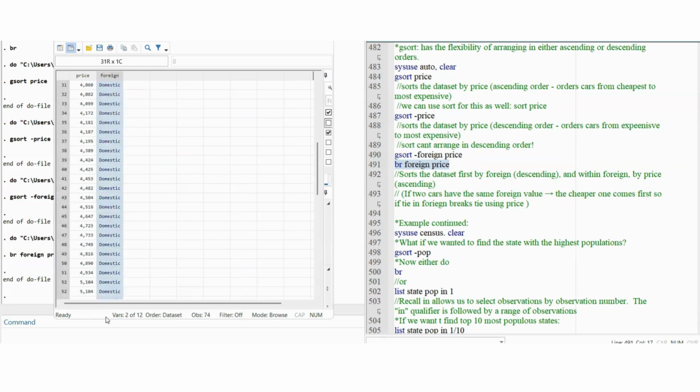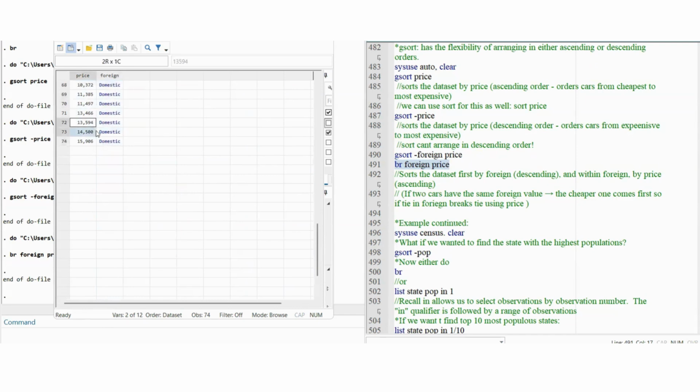Similarly for domestic, because all of them have a tie, it's going to arrange them in ascending order because we specified it. We didn't have a minus on price. So when you do gsort minus foreign price, this tells Stata to first arrange the data set by foreign, and in case there's a tie in foreign, then break the tie using the second variable, price. In this case, arrange them in ascending order from cheapest to most expensive.